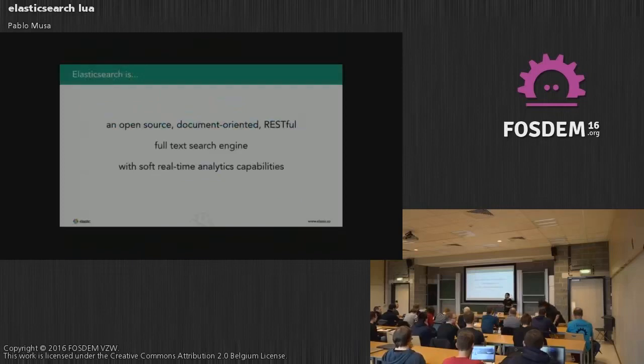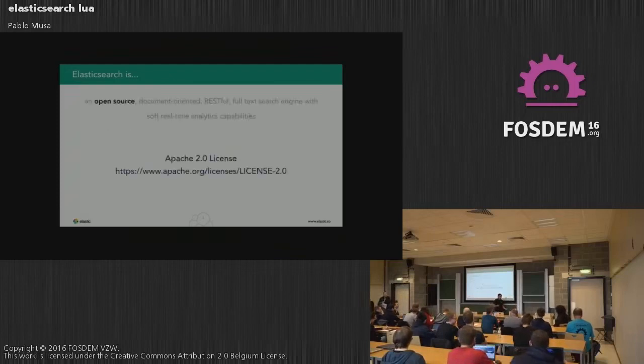So the first thing is what Elasticsearch is. Like, who knows Elasticsearch? Okay, who has used it or is using Elasticsearch? Okay, quite a few of you. So Elasticsearch is an open source, document-oriented, RESTful, full-text search engine, with soft real-time analytics capabilities, as you can say. So basically, it's Apache 2.